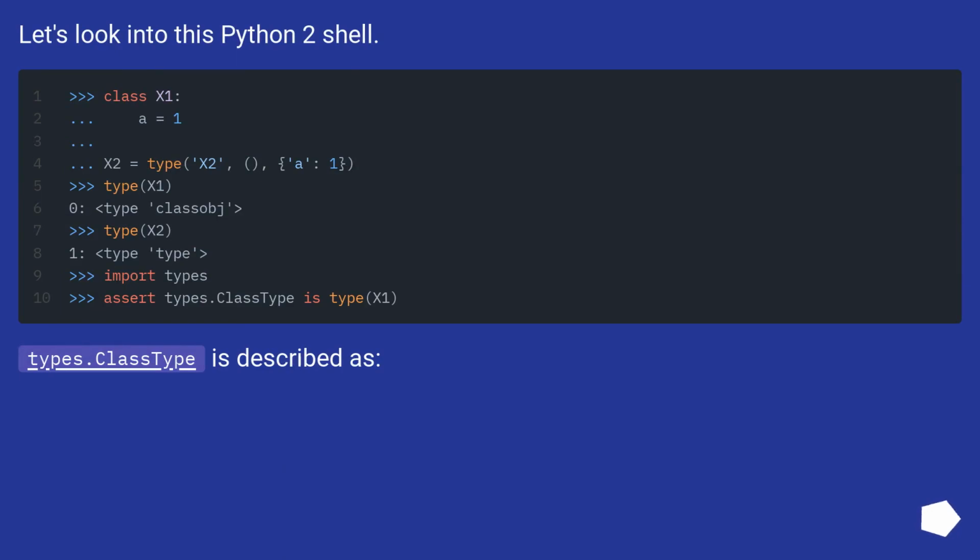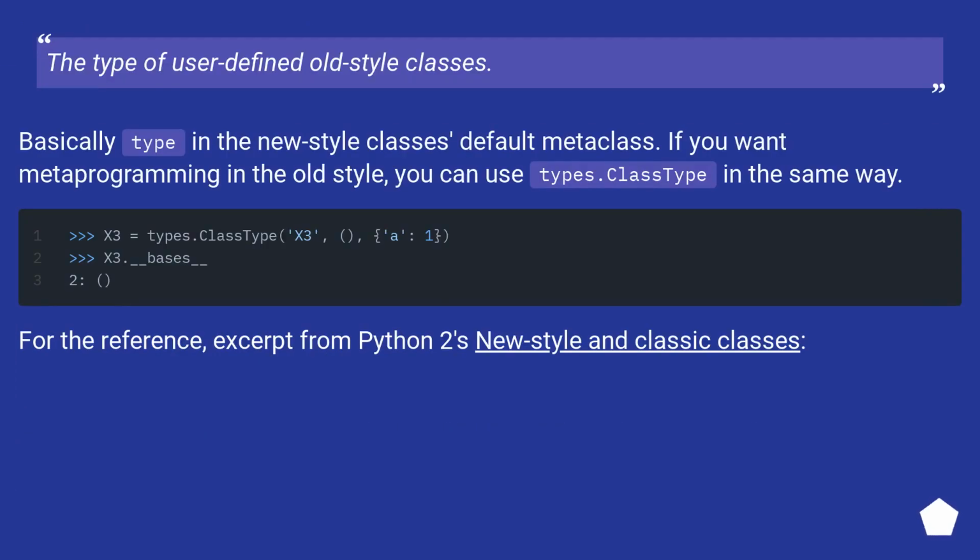Let's look into this in the Python 2 shell. types.ClassType is described as the type of user-defined old-style classes, basically what type is to the new-style class's default metaclass. If you want metaprogramming in the old style, you can use types.ClassType in the same way.